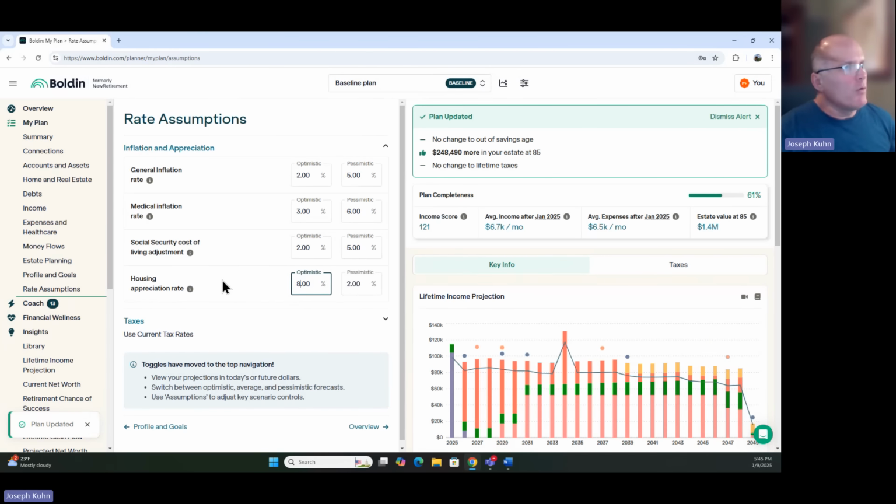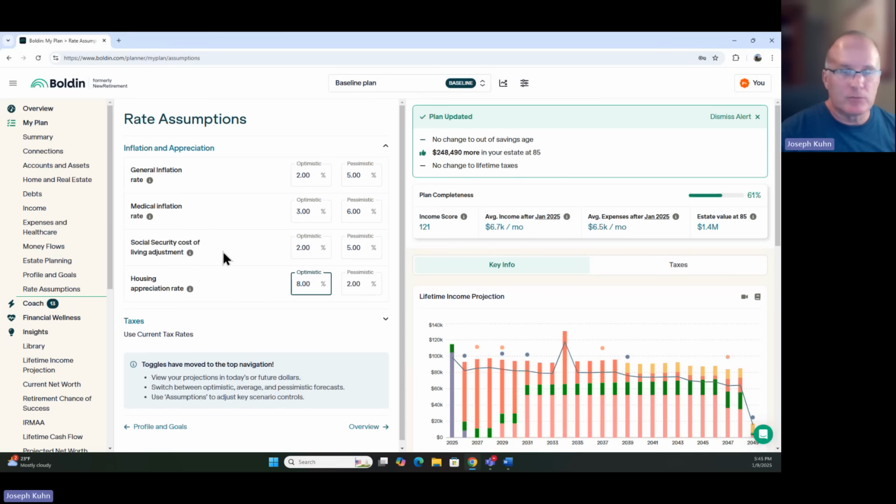So there you go. Those are the assumptions that are required inside of Boldin to make your plan work. And they are important. Study, learn. This is what I do.